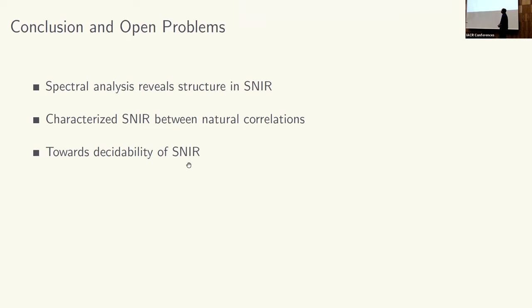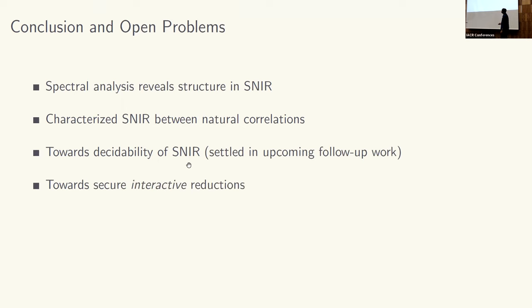So to conclude, we used spectral analysis to reveal a lot of structure in SNIR, and we characterize SNIR for a lot of natural correlations. An interesting question that is left open is the question of decidability, that is, can I get a correlation from another correlation in this model? And we settle this question in an upcoming follow-up work.